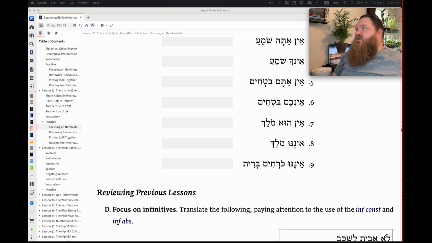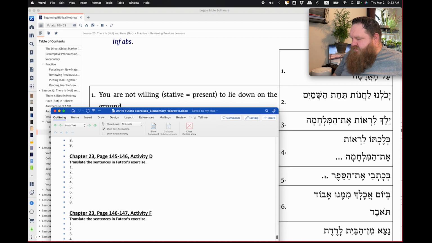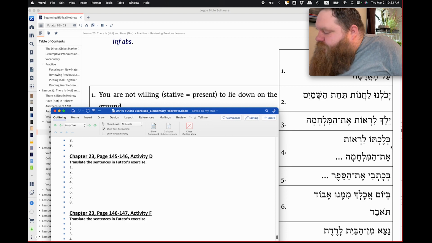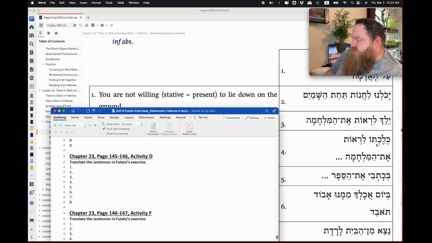Looking at D, focus on infinitives. So number four, because I don't know why he's got these ellipses here. Kilechto. Lirot et hamilchama. Kilechto. When you're looking at that, the first thing that jumps out at me is this toe ending. Do we ever add toe? We had t, we had ta, we had t. We never had toe. So maybe tav is not part of the holom vav. So let's break it here. I definitely know that we add holom vav as a suffix to things. Usually it's a pronoun suffix. And so depending on what this is, it would either be he, him, or his.